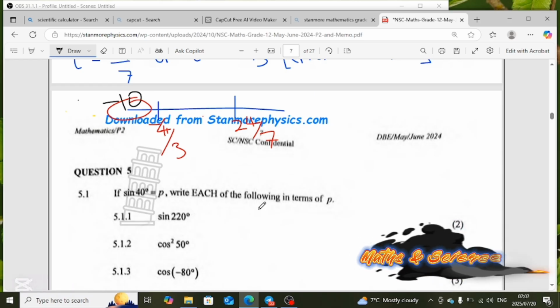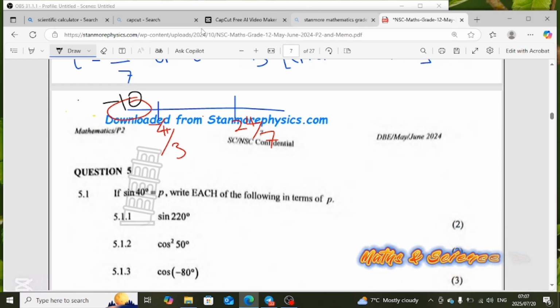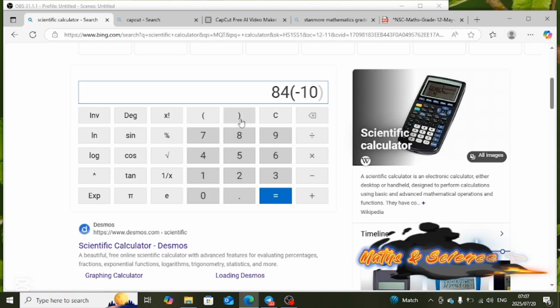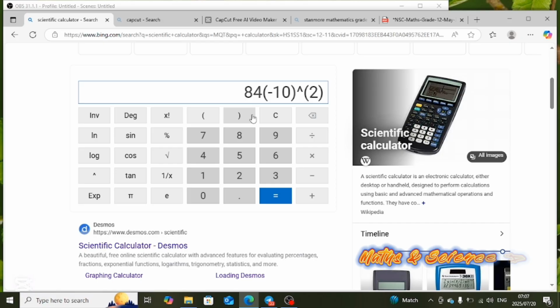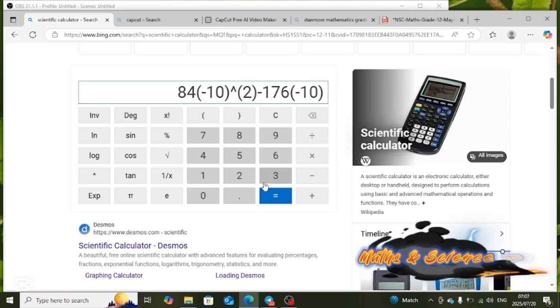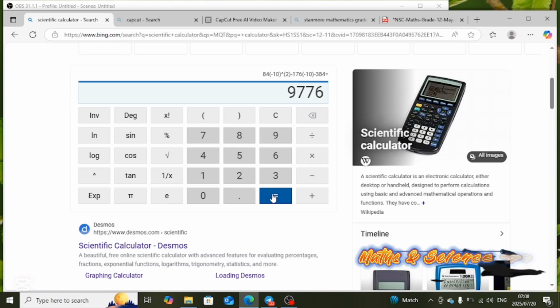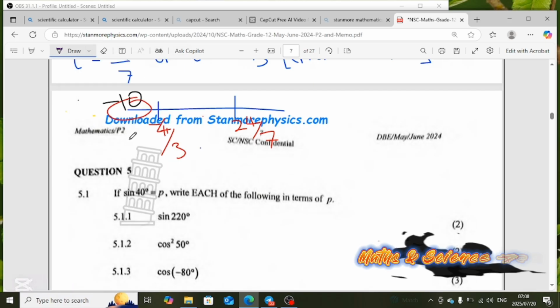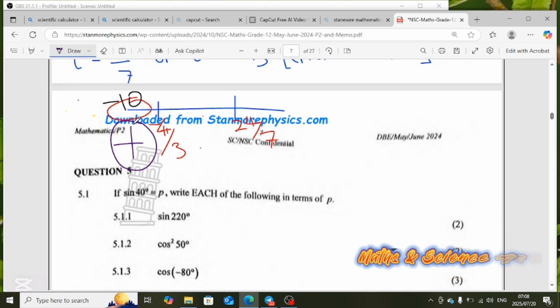of which we can use negative 10. Substituting negative 10 into our equation, giving us 84 times negative 10 squared, minus 176 times negative 10, minus 384, giving us positive 9,776. Now we know that from negative 4 over 3 to the left, all answers will be positive.